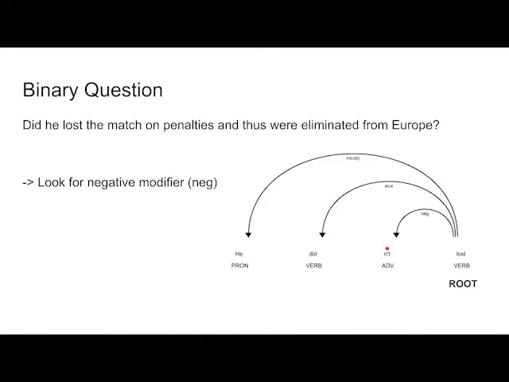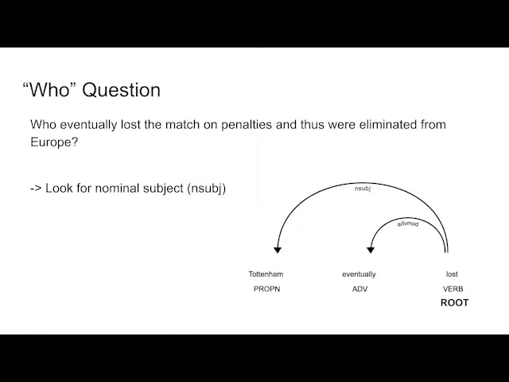Next, I will further explain how to find the answer based on the type of the question. For a binary question, our system looks for the negative modifiers. If we find one, the system returns no, and if we do not find one, the system replies yes. For a who question, our system looks for nominal subjects in the dependency children of the roots.